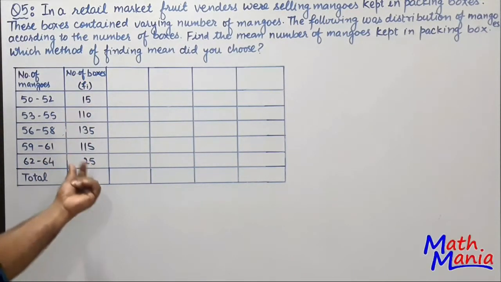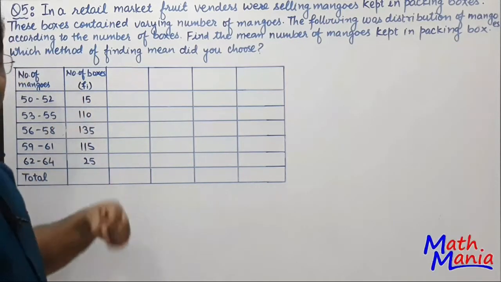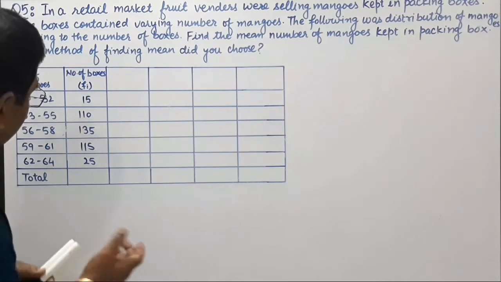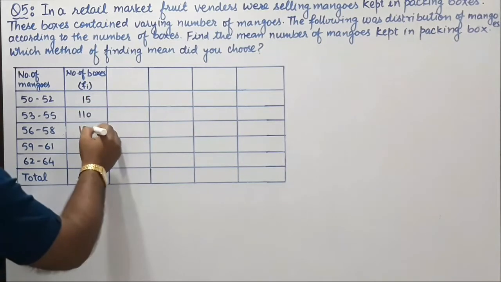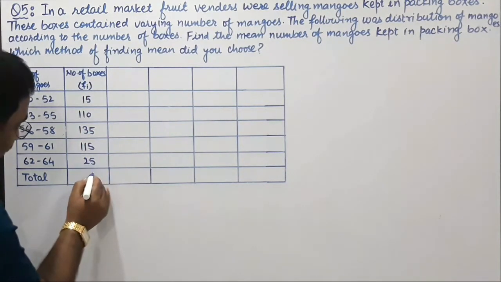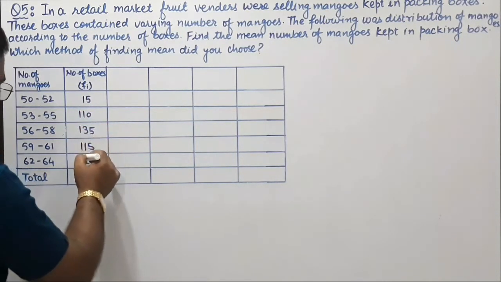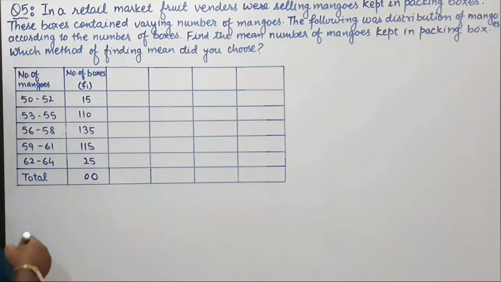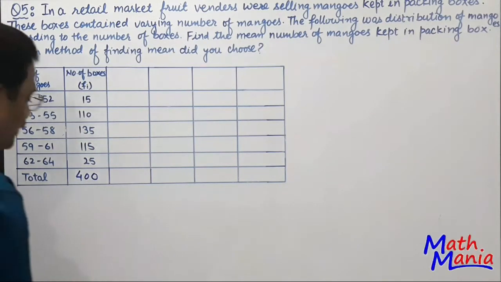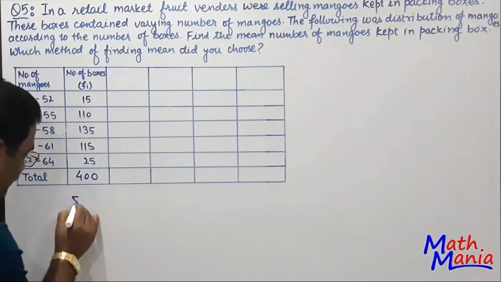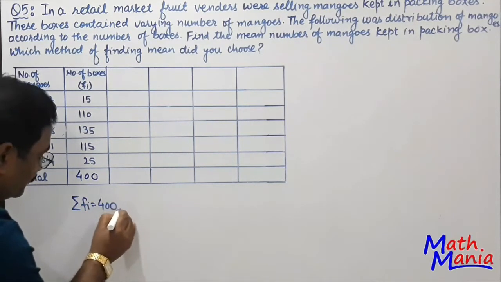We have to find the sum of f, which gives the total number of boxes, so let's find sigma fi. Adding this column: 5, 5, 10, 15 and 20, carry 2, 3, 4, 5, 6, 7, 8, 9, 10, carry 1, 2, 3 and 4. So there are 400 boxes, which means sigma fi is equal to 400.